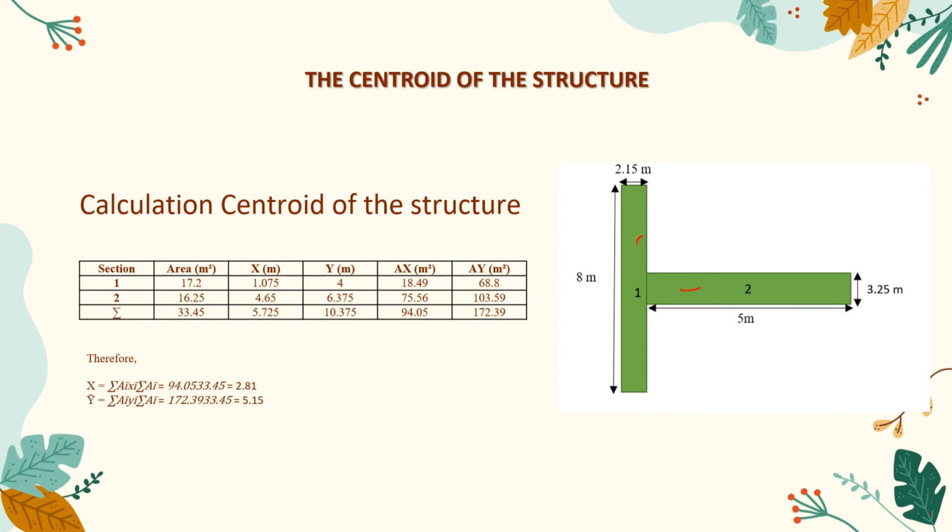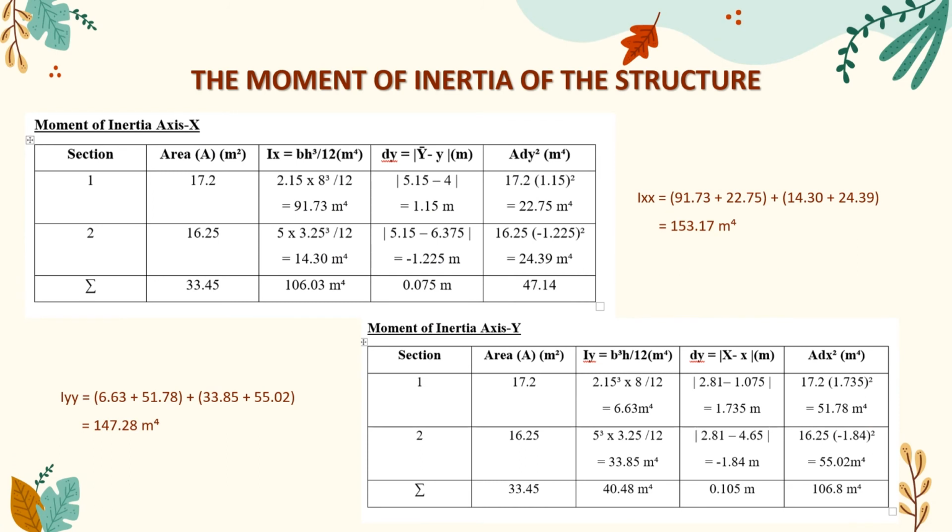Okay, next. After we get the calculation of centroid, we have to find out the area moment of inertia x and y. So, after the calculation, we get inertia of x is 153.17, and we get the moment of inertia y, we get 147.28.